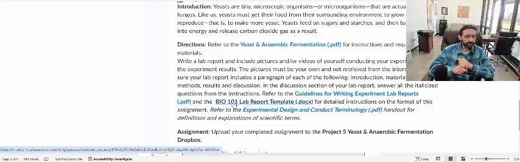And then your procedure, of course, has to be in third person, past tense, because you're writing about what you did. And that procedure needs to be reproducible. So just imagine that procedure was all the information you had, and you had to repeat the experiment exactly. So that's really what I'm going to be focusing on. And then, of course, you're going to want citations in addition to your data and charts and discussion.